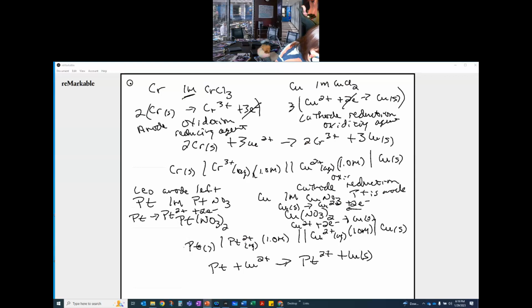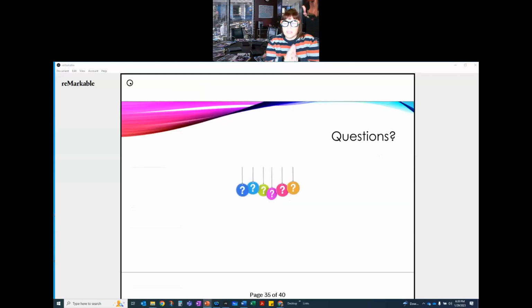And of course, oxidizing agent, reducing agent. Really bad handwriting, but that's what we're talking about. Are there any questions about any of this? Okay, again, I hope not.